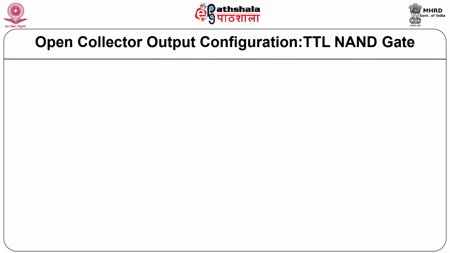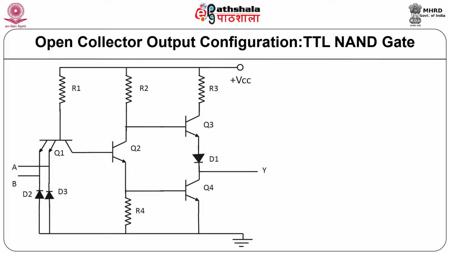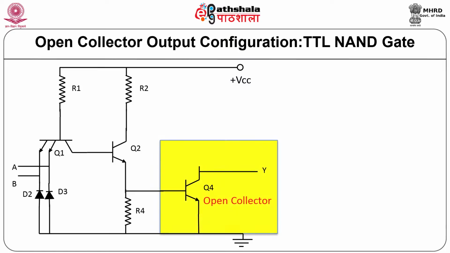Let us see the second type of output configuration, that is open collector output configuration. Again you can see that here the upper transistor is absent. So, the output of Q4 is open. It is not connected to the power supply, that is plus VCC, and hence this configuration is called open collector output configuration.